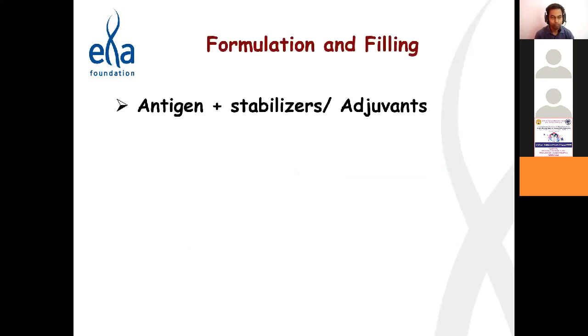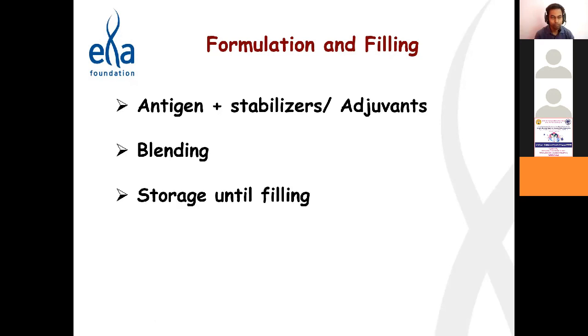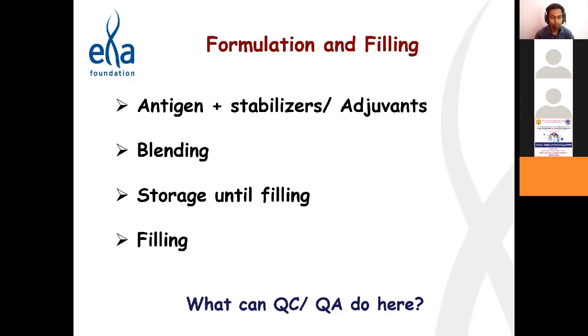Formulation and filling: how much antigen to add. This knowledge again comes from the R&D studies. Stabilizers, adjuvants, whatever is required, everything is mixed, blended, and stored until filling, followed by filling of the vials. What can QC and QA do here? They can look for the antigen content in the vial as per the defined dose, and they can also look for the sterility of the filled vaccine, and storage conditions and storage stability.